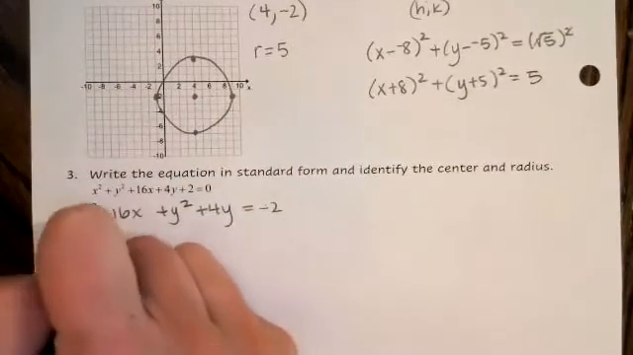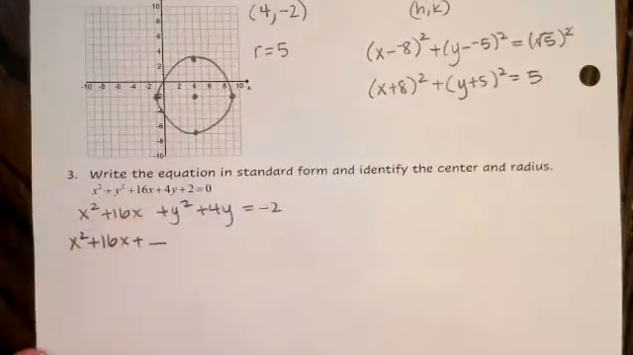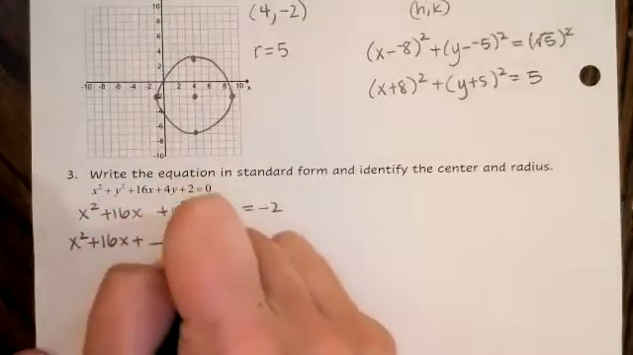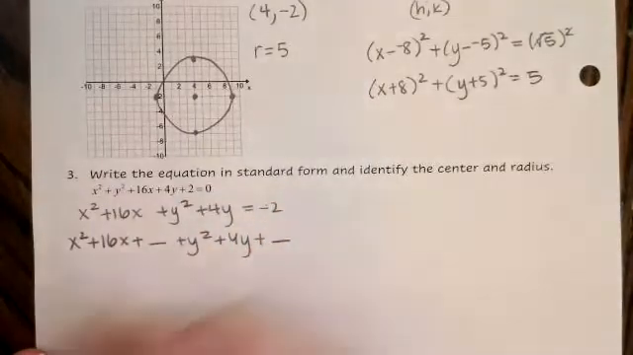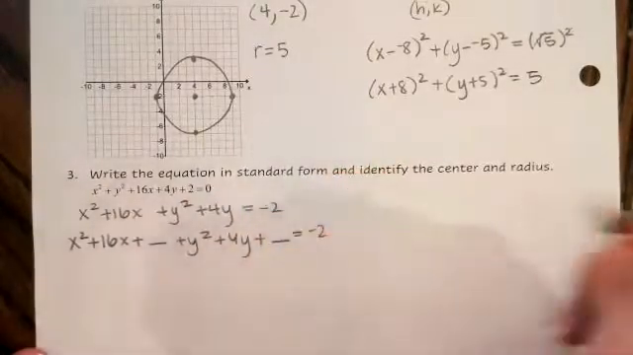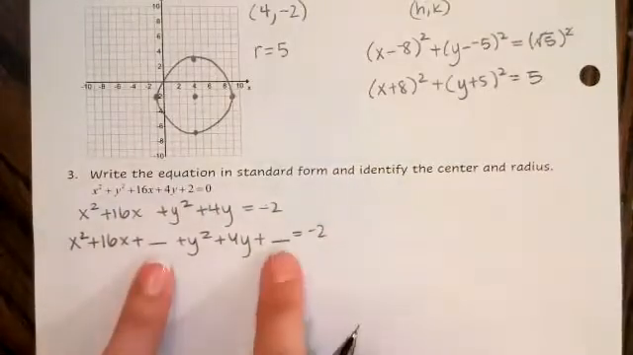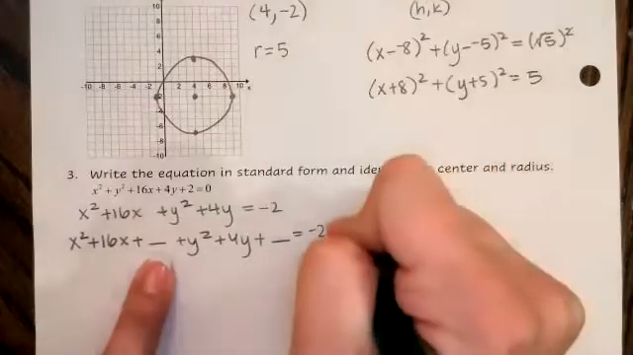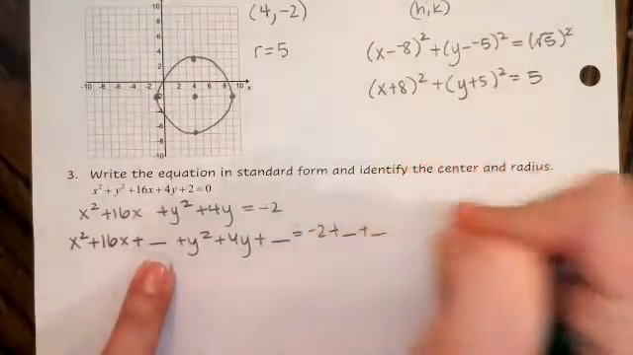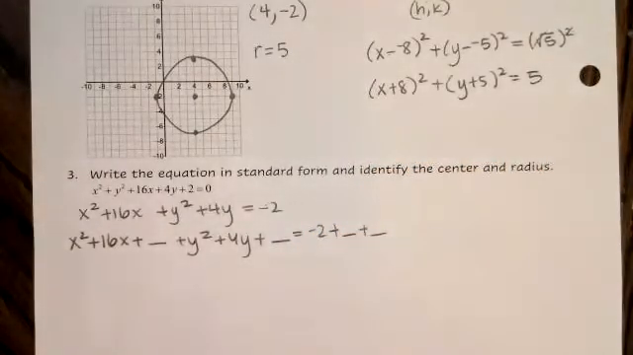I'm going to find my missing piece that makes this a perfect square trinomial. So we get x squared plus 16x plus my blank plus y squared plus 4y plus my blank is equal to -2. Now, I'm going to add my missing terms here that make it a perfect square trinomial. So I need to do the same thing to the other side. Whatever we do to one side, we have to do to the other. That way we're keeping our equation balanced and we're not changing its value.